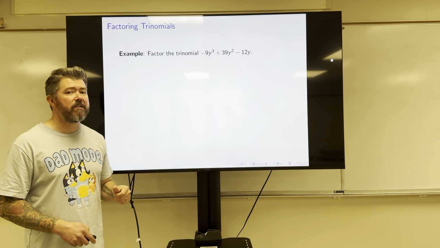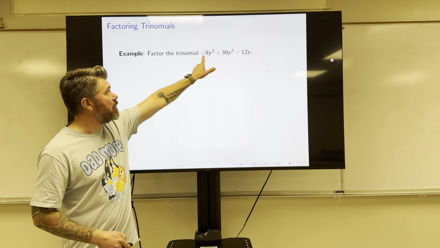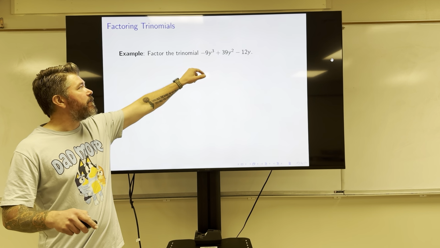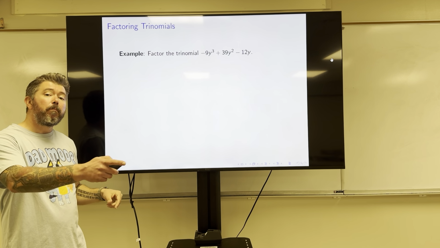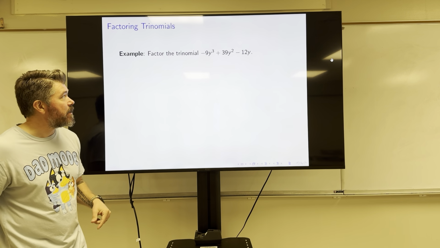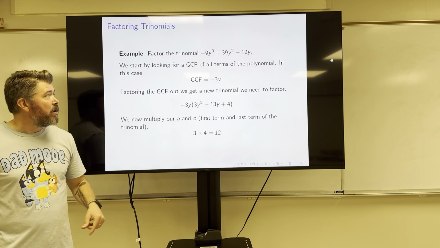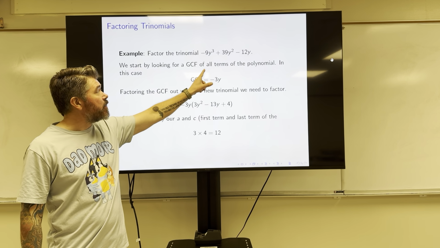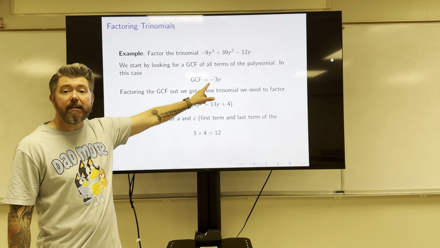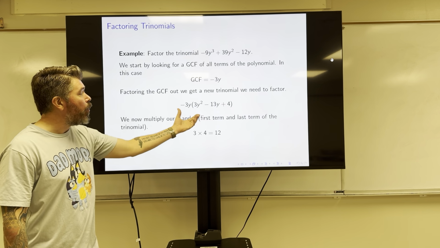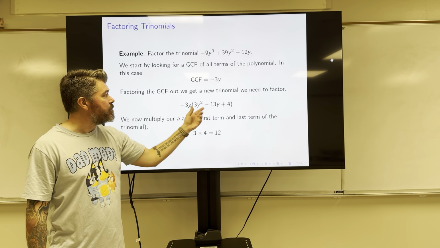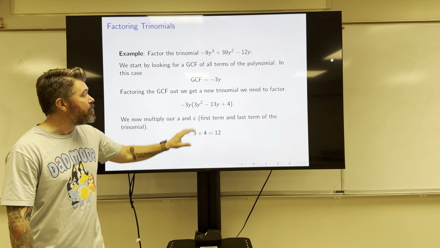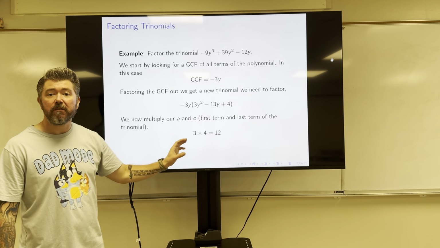What else do we notice about this trinomial? The first term is negative. What do we always do when the first term is negative? We pull out the negative with the greatest common factor, okay? So the greatest common factor is 3y, but because the first term is negative, we're going to make it a negative 3y. And now what's our leftover after division? 3y squared minus 13y plus 4. So now we have a new trinomial.